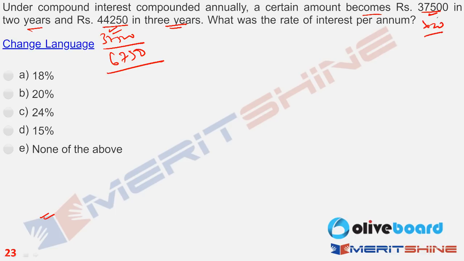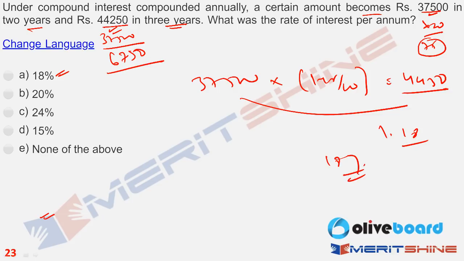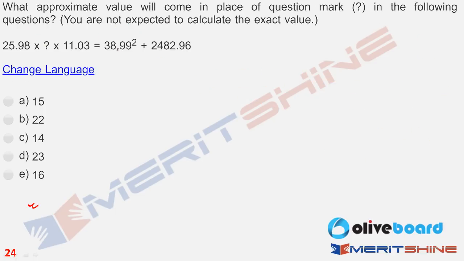20% of this would have been 7,500, so this is 750 less than that. Clearly 2% less. So this is 18%. Simple. You could have also done it like 37,500 into 1 plus R by 100 is equal to 44,250. Again, take the ratio. You will find it comes as 1.18, now that I know this is 18%. Subtract 1 from there. You will know that it is 18%. Many ways of doing the same question. The numbers were simple, so I would prefer this. Okay, let us look at this question now.